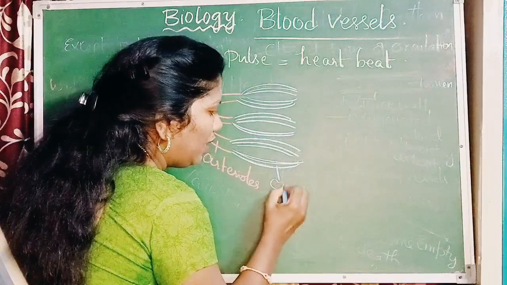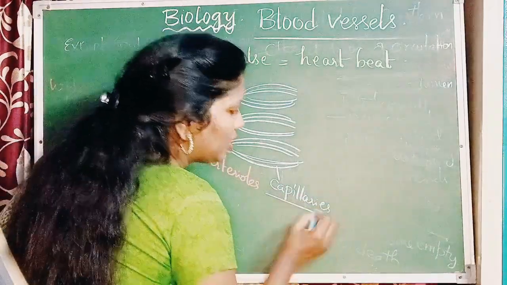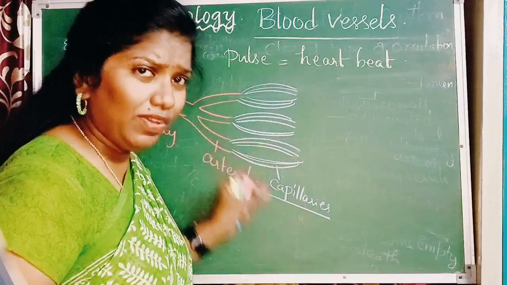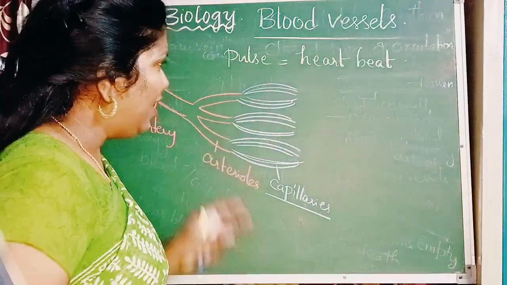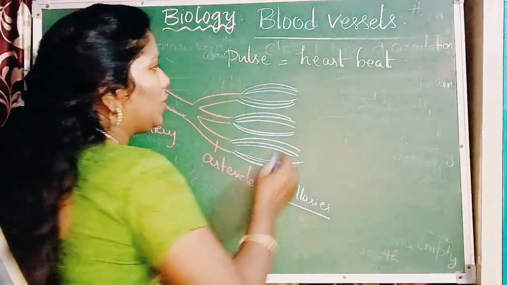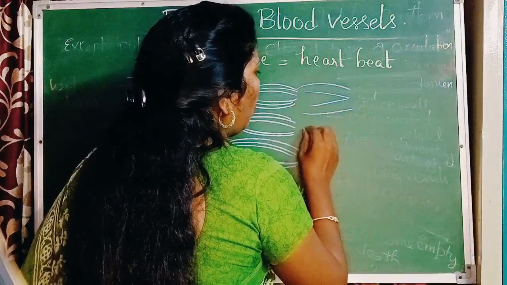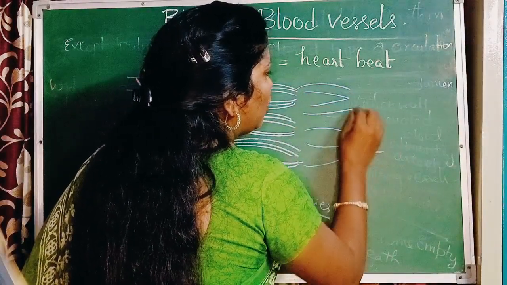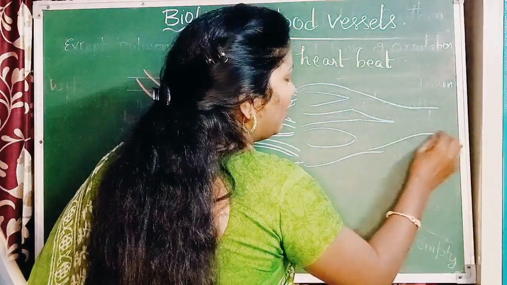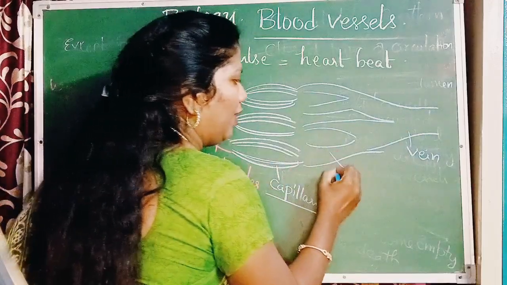These are the thin blood vessels, capillaries. The word capillary is derived from Latin. Capillary means hair-like. That means the blood vessel is of hair thickness. It occurs at tissue level, cellular level. All together they form and join into a vein. This is a vein. The small branches of the vein are called venules.